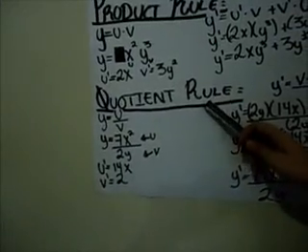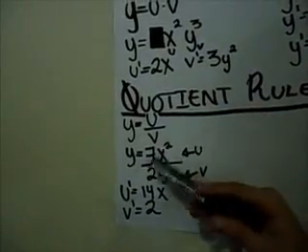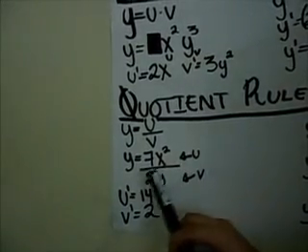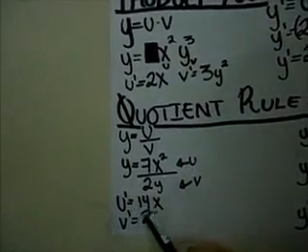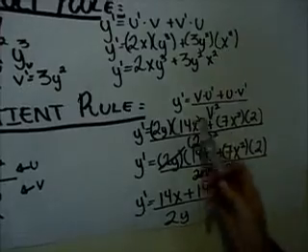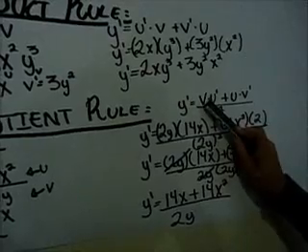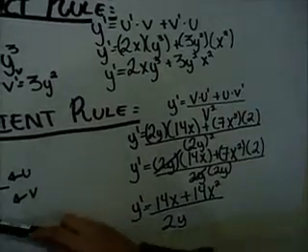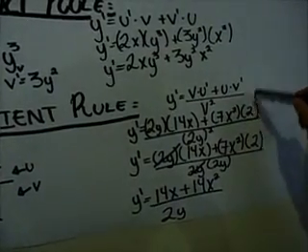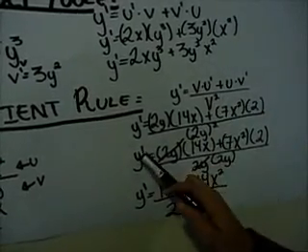In the quotient rule, we have the formula y equals u over v. Here is an example: we have 7x squared, that is going to be our u, and 2y, that is going to be our v. We get the derivatives of both values and we substitute them in the formula. Y prime equals 2y, that is our v, times 14x, that is our u prime, plus u, that is 7x squared, times 2, that is our v prime, over 2y squared, that is our v squared.